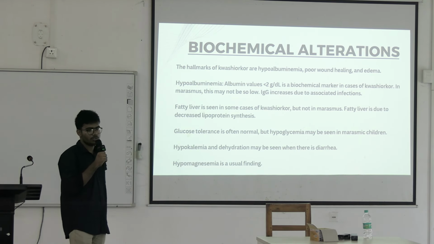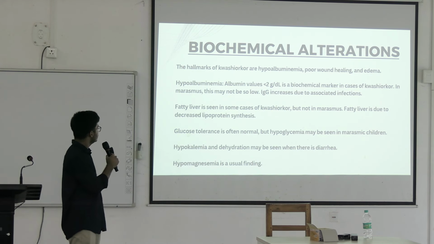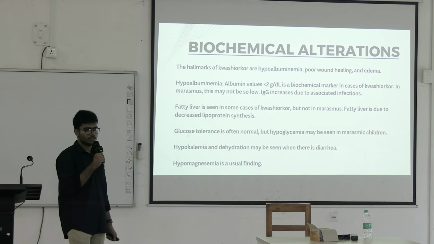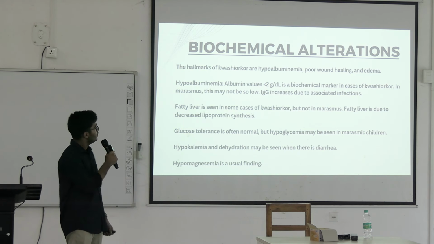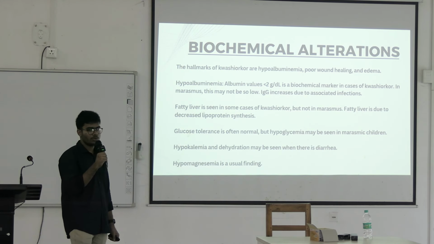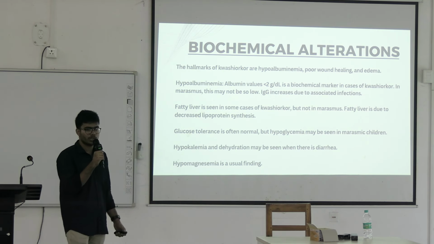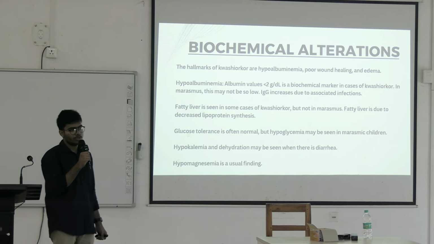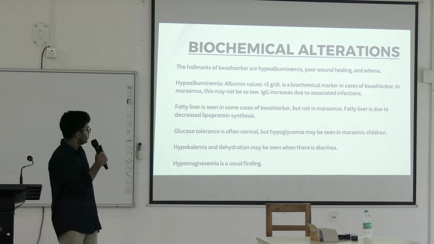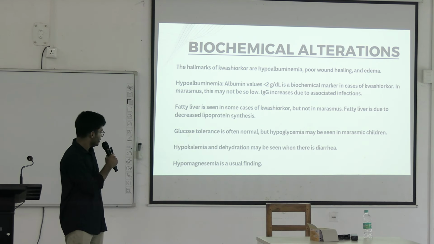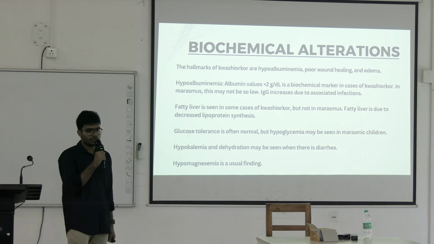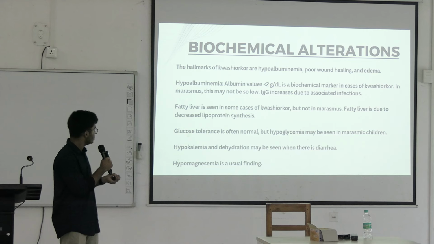IgG is increased due to associated infection. Fatty liver is seen in some cases of Kwashiorkor but not in marasmus. Fatty liver is due to decrease in apoprotein synthesis. Glucose tolerance is often normal but hypoglycemia may be seen in marasmic children. Hypokalemia and dehydration may be seen where there is diarrhea. Hypomagnesemia is a usual finding. Next.